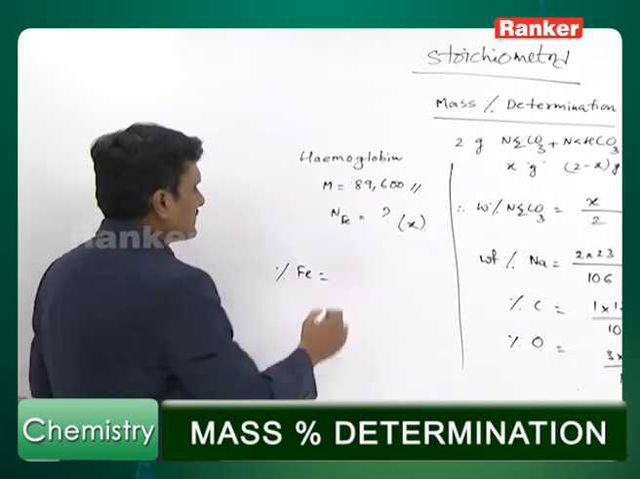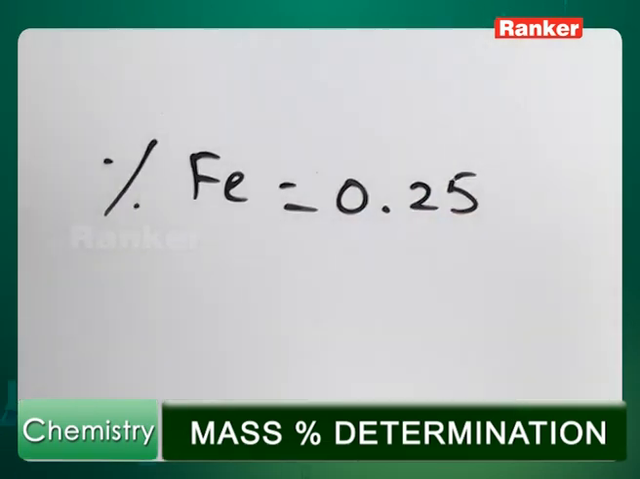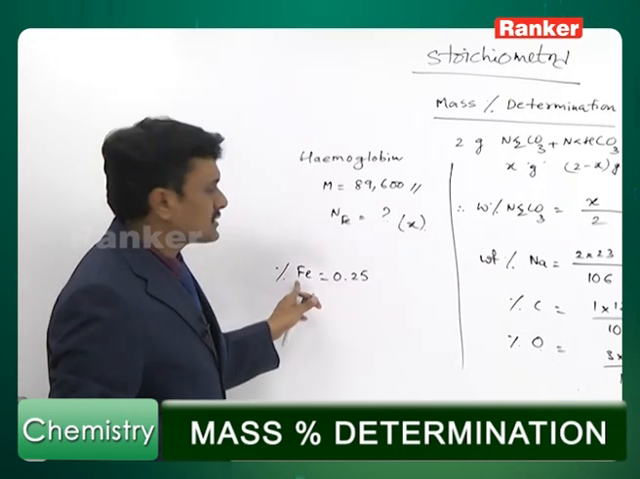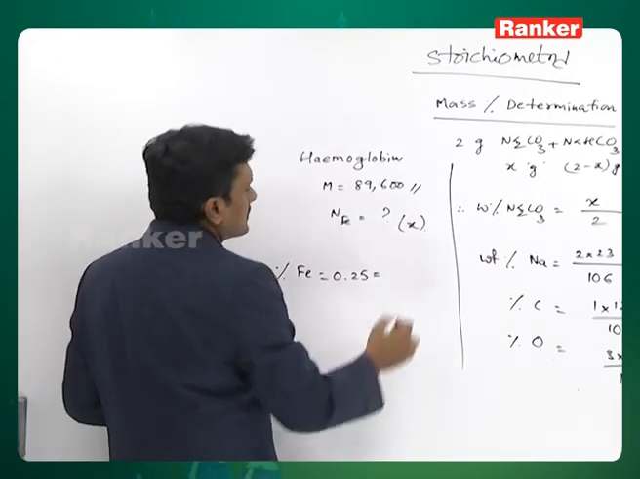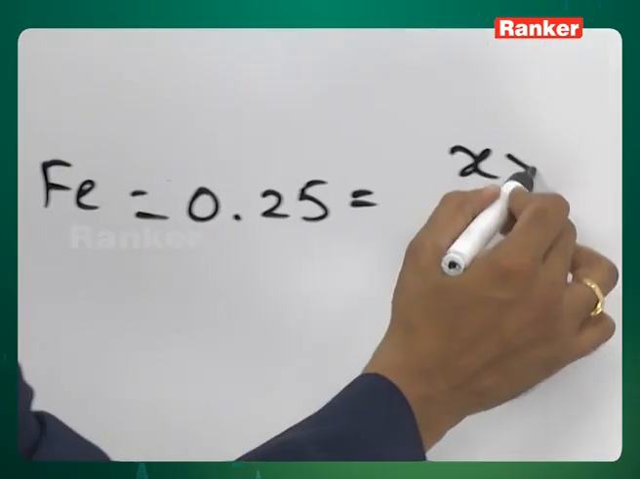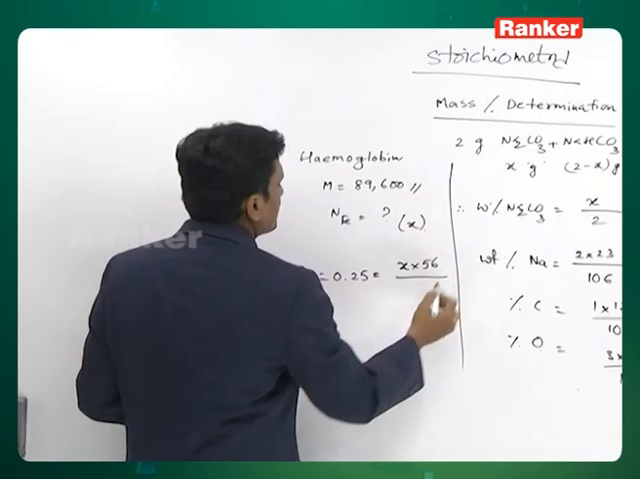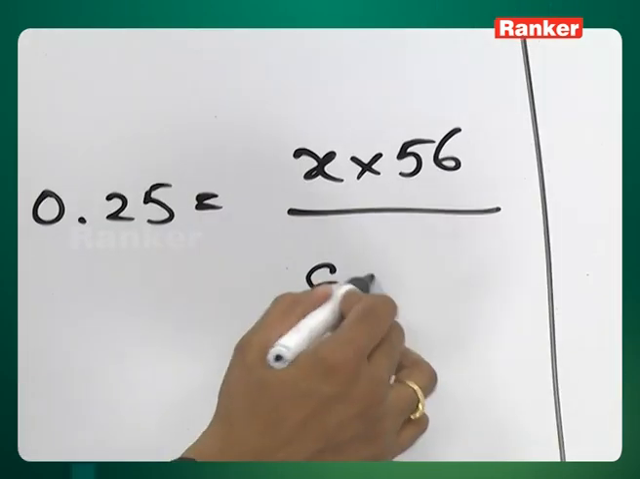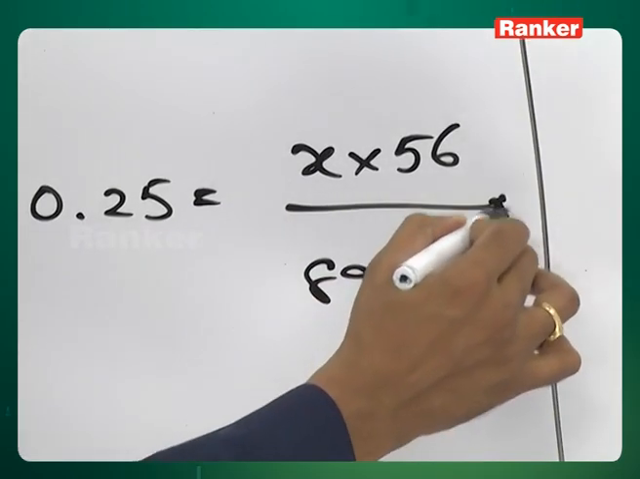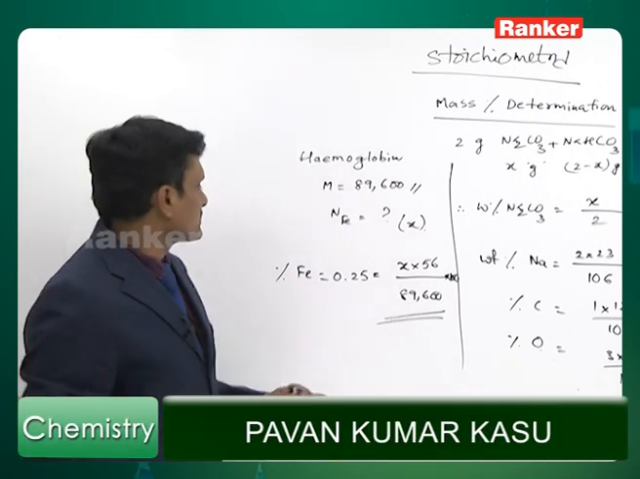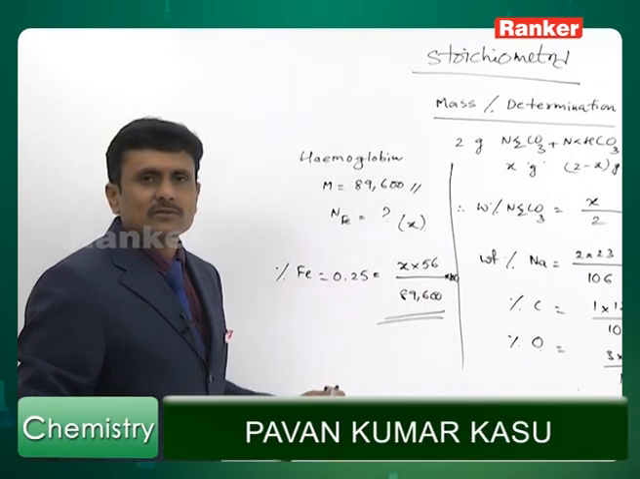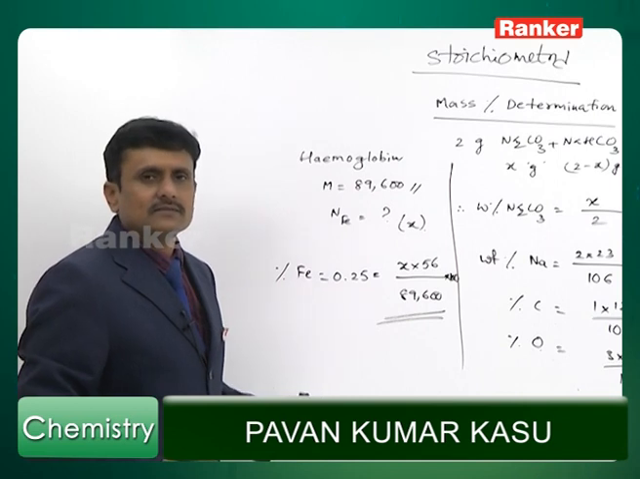For example, if the mass percentage of iron is given as 0.25, then the mass of total iron, there are x number of irons each weighing 56 gram, divided by the total mass of hemoglobin, into 100, will give you the mass percentage of iron, which is given in the question as 0.25. Hence we can find out the value of x.